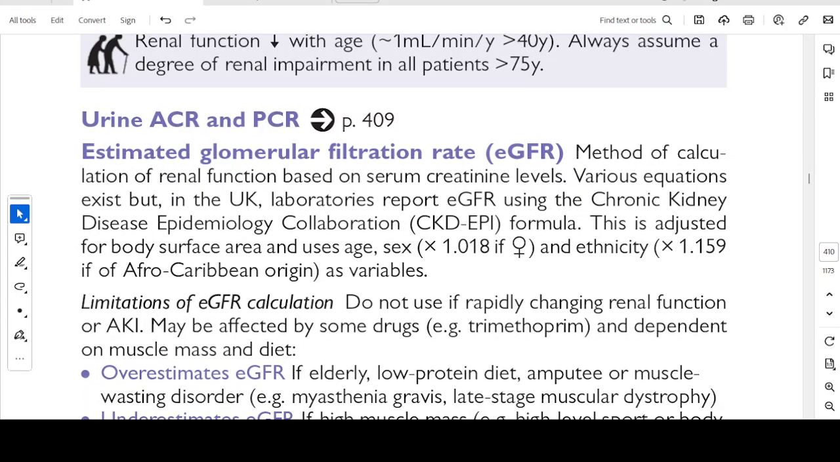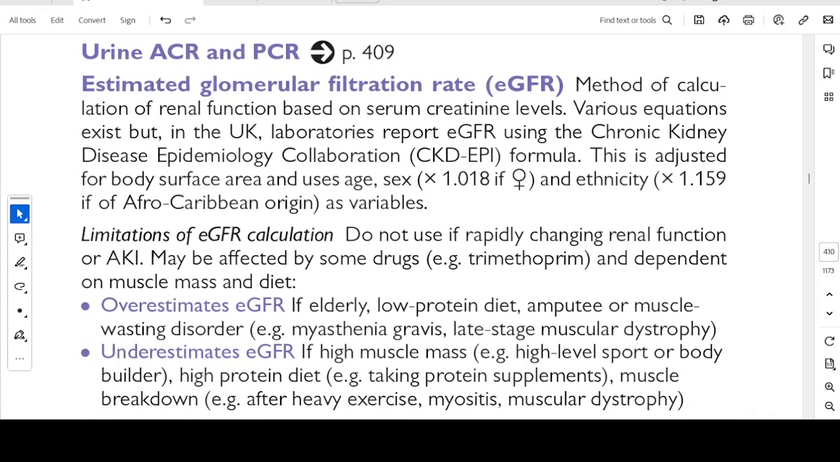Urine albumin creatinine ratio, page 409. Estimated glomerular filtration rate: method of calculation of renal function based on serum creatinine levels. Various equations exist, but in the UK, laboratories report eGFR using the Chronic Kidney Disease Epidemiology Collaboration formula. Okay, this is a different equation. Chronic Kidney Disease Epidemiology Collaboration, CKD-EPI formula. This is adjusted for body surface area using age, sex and ethnicity.